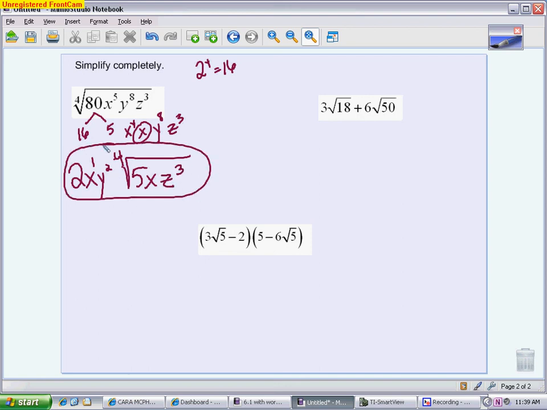You do not have to write the 1 as the power of x. You can just write 2x, y squared, then the 4th root of 5x, z cubed.